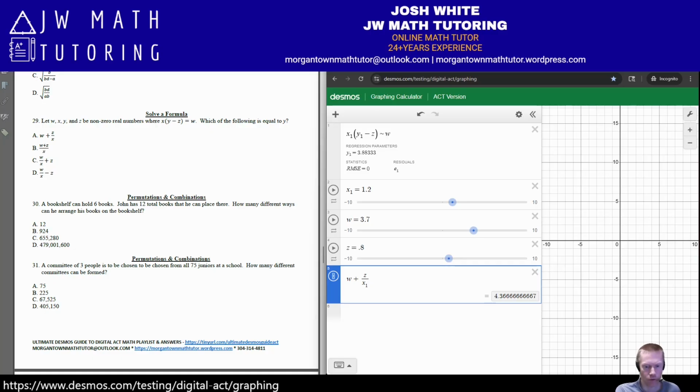The first one is equal to 4.36 repeating. Is that 3.88333? No, that's wrong. Let's check B: W plus Z over X1. 3.75. Close, but not correct. And we have WX plus Z. 3.88 and then a bunch of threes. This one looks like it is correct. Let's check D to make sure. 2.23. Nope, it's wrong. So the correct answer for number 29 is letter C.